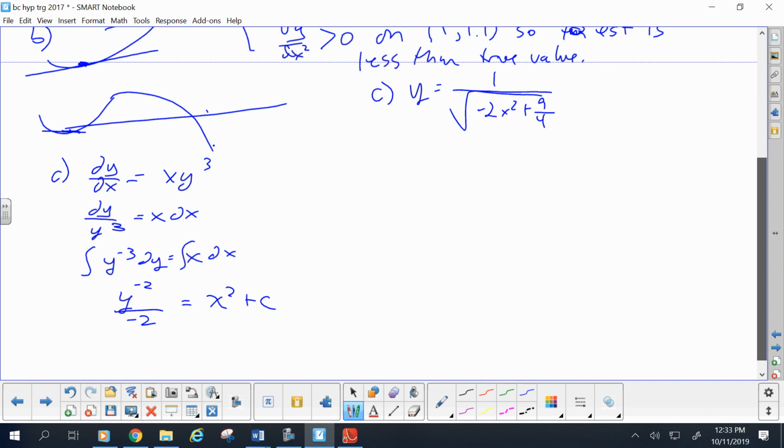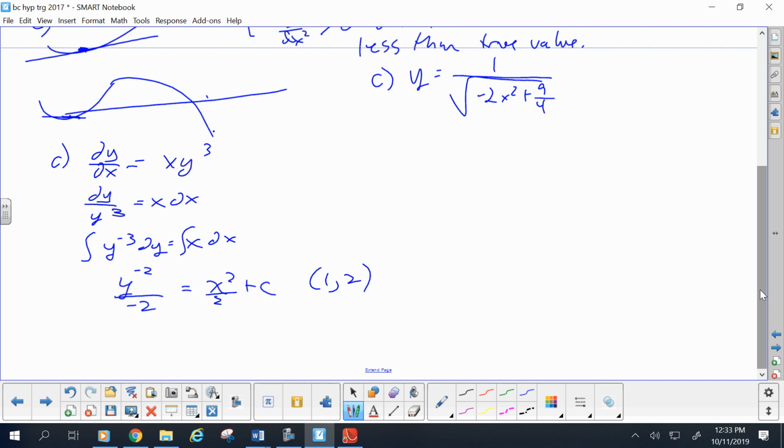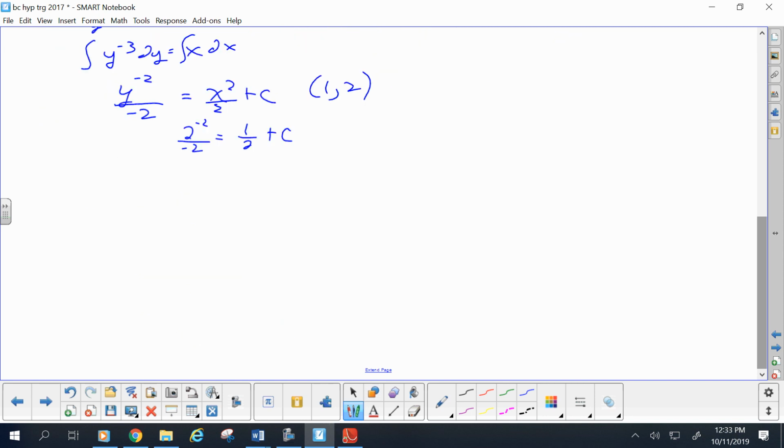If we use the initial condition, what is it? 1, 2? Using the initial condition 1, 2, doesn't that mean that 2 to the negative 2 over negative 2 equals 1/2 plus c? What is 2 to the negative 2 over negative 2? It's 1 over negative 8. 1 over negative 8 equals 1/2 plus c, so c is negative 1/8? Negative 5/8. Okay, negative 5/8.